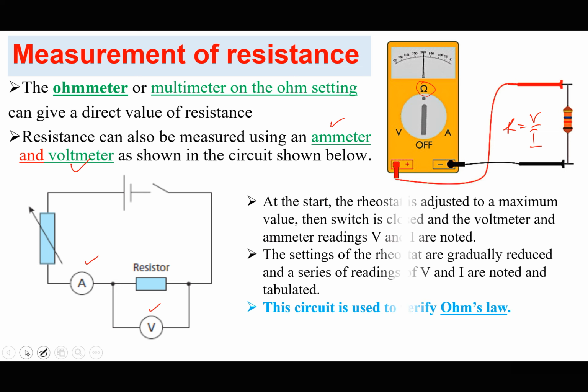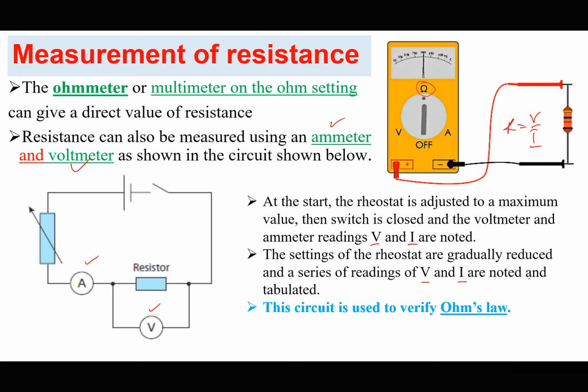So at the start, the rheostat is adjusted to maximum value. Then a switch is closed and the voltmeter and ammeter readings V and I are noted. The settings of the rheostat are gradually reduced and a series of readings V and I are noted and tabulated. This circuit is going to be used to verify what we call Ohm's law.